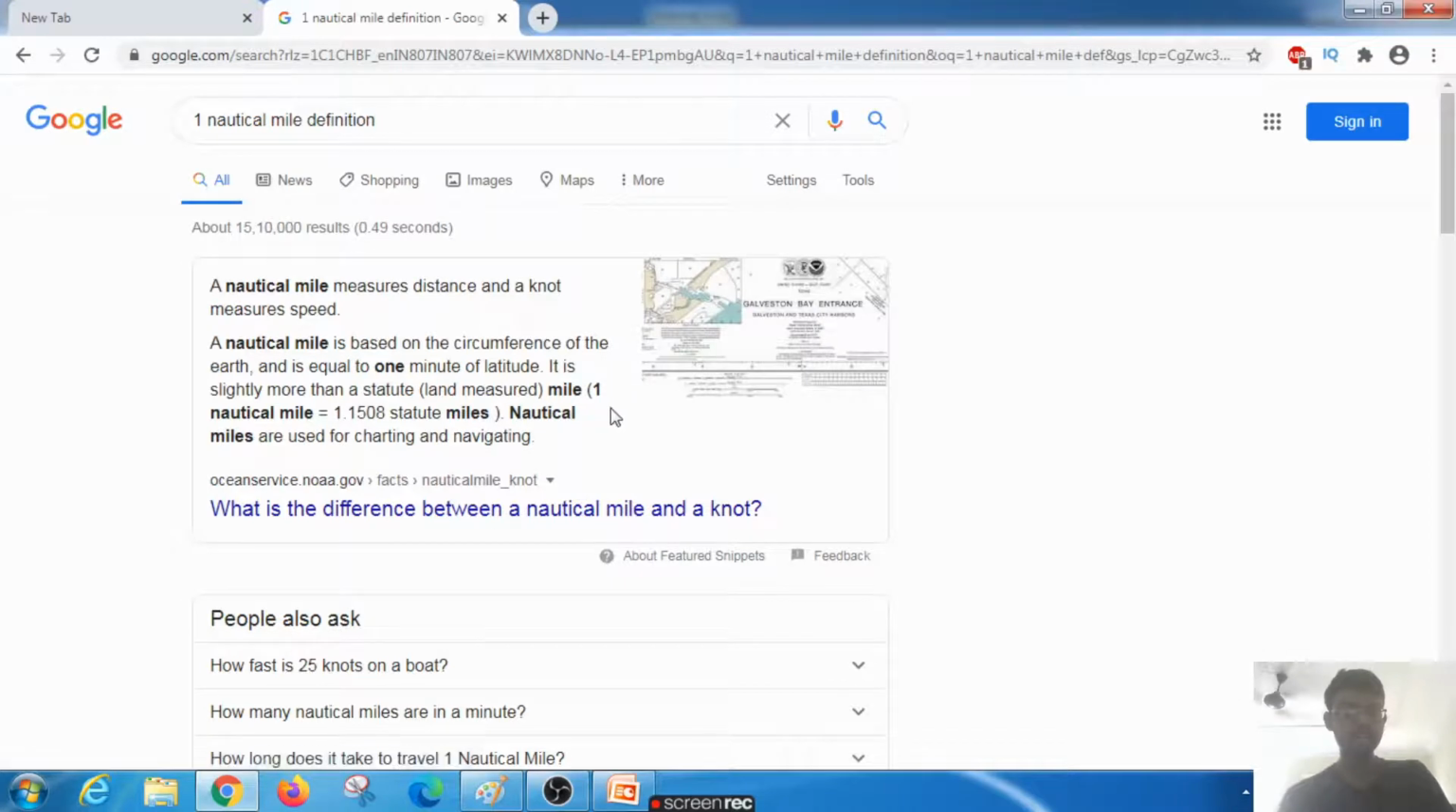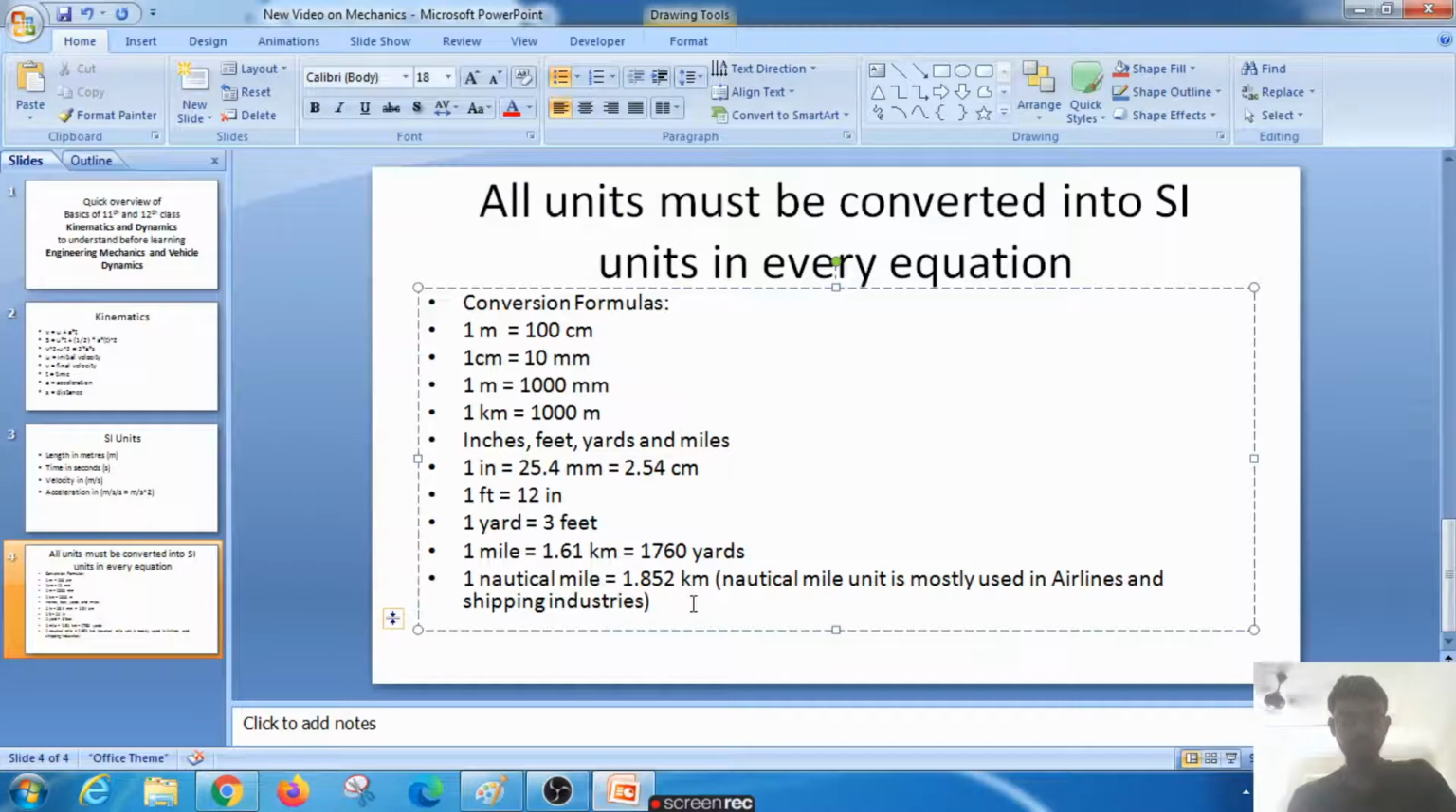A nautical mile is based on the circumference of the earth. Like I said, the distance on the earth that we are measuring is equal to 1 minute of latitude, right? See, earth has latitudes and longitudes, and each latitude is divided from 0 degrees to 90 degrees, 0 degrees at the equator and 90 degrees at the north pole or the south pole, right? And in each degree there will be 60 minutes, right?